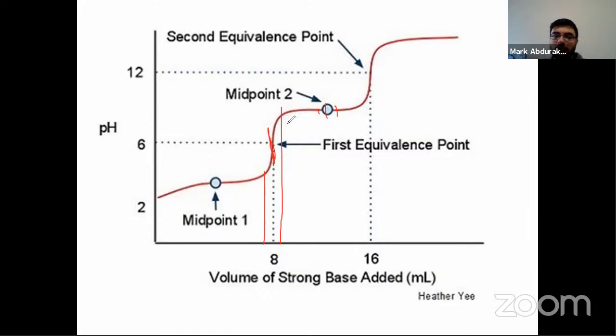Does that have a name? I'm not sure if it has a name, but I know this is called the equivalence point. I'm not sure if this area has a name exactly. That's something you might want to look up, Google, I guess. But I know this is where the equivalence point is.